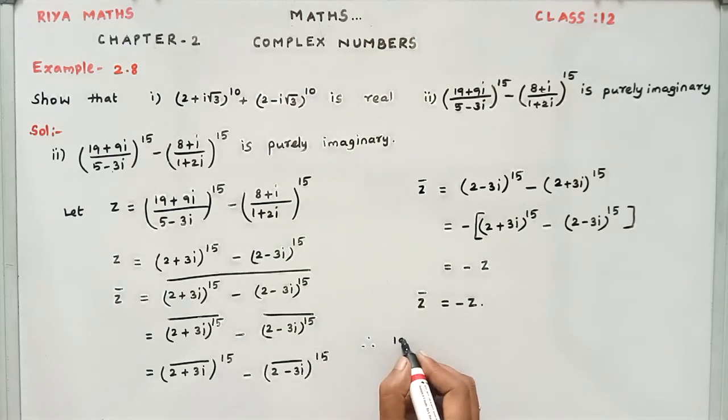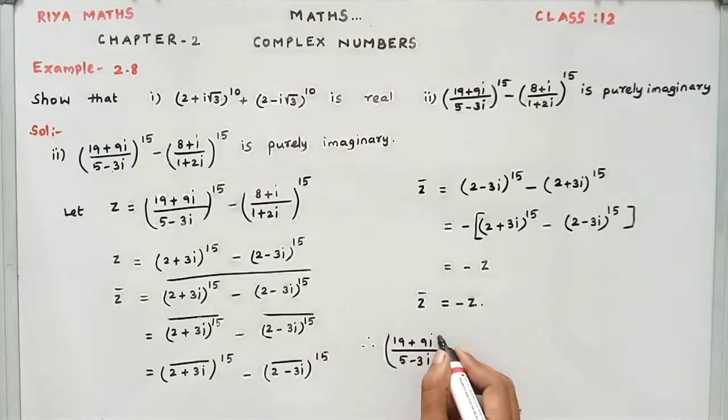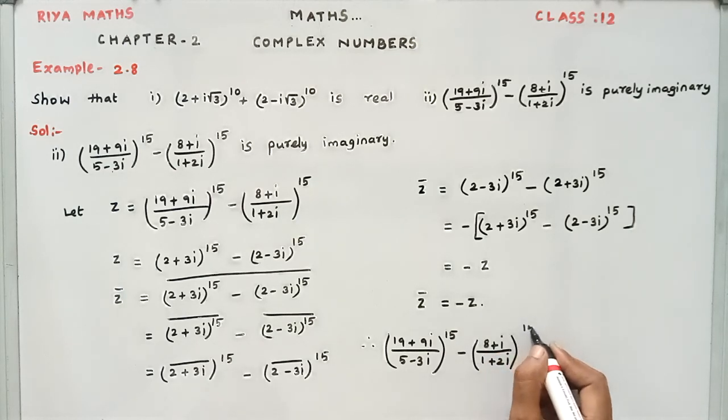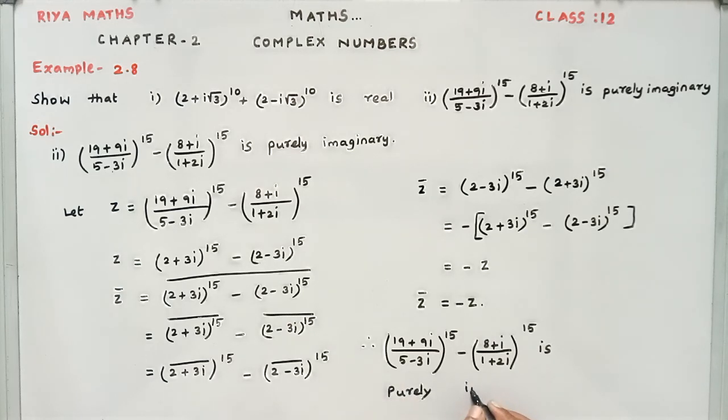Therefore ((19 + 9i)/(5 − 3i))^15 − ((8 + i)/(1 + 2i))^15 is purely imaginary. This is the result we want to prove.